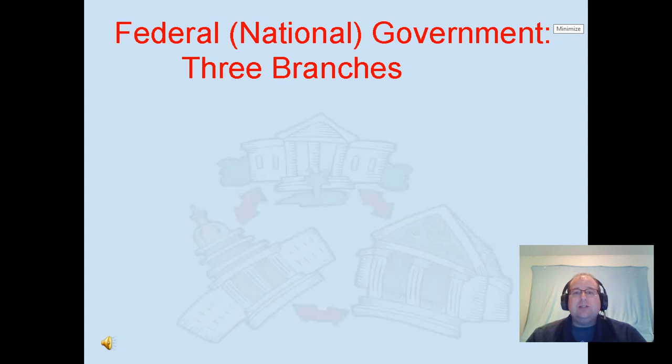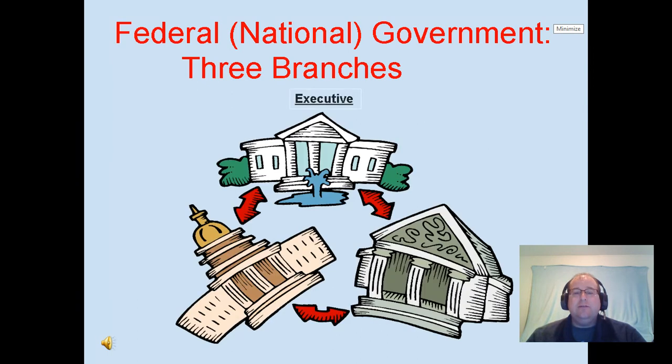Within the branches, there is the executive branch. And remember, the president leads the executive branch. And right now, who is our current president? That's right, Donald J. Trump.